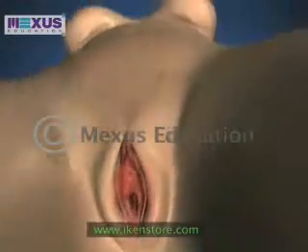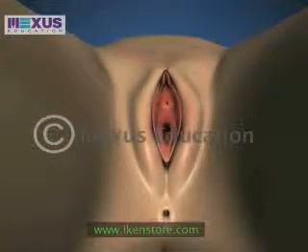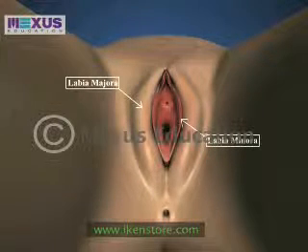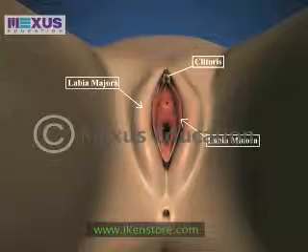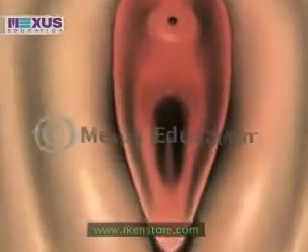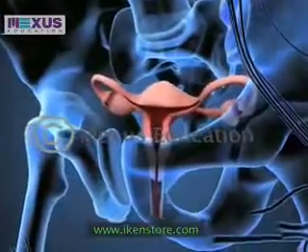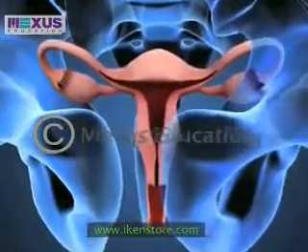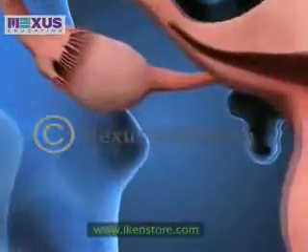This is the female reproductive system. The outer part is the labia majora and the labia minora. The clitoris is the counterpart of the penis and is composed of erectile tissues. Just as males have 2 testicles, females have 2 ovaries. The ovaries produce hormones such as estrogen and progesterone.